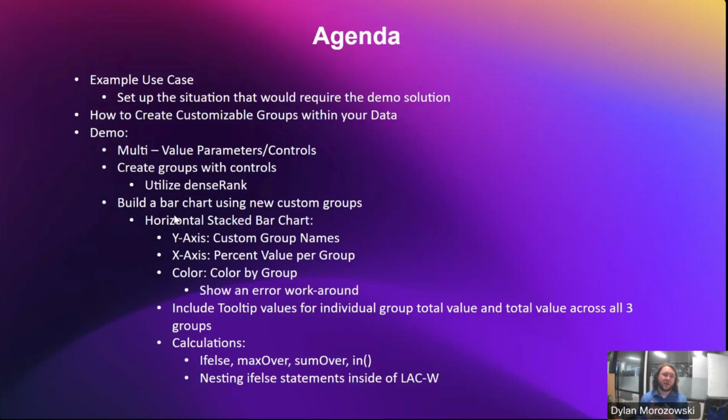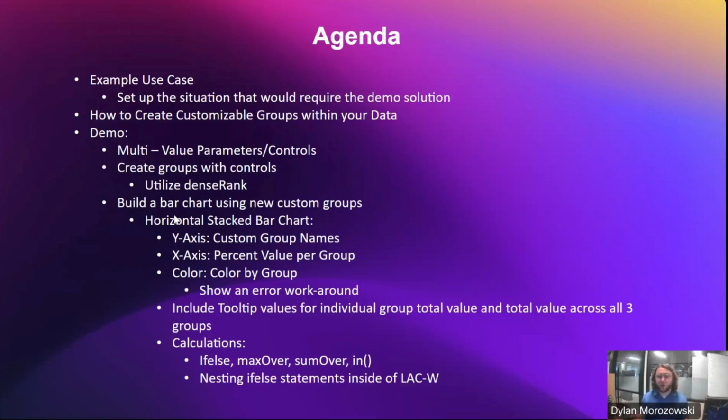We're going to be focusing on things like multi-value parameters and controls, utilizing those multi-value parameters in a calculated field. We're going to create groups with controls utilizing a dense rank function. And we're going to build a horizontal stacked bar chart where our y-axis will be our custom group names and our x-axis will be a percent value. In this case, we're utilizing sales, so it'll be the percent of total sales selected within all groups that one specific group encompasses.